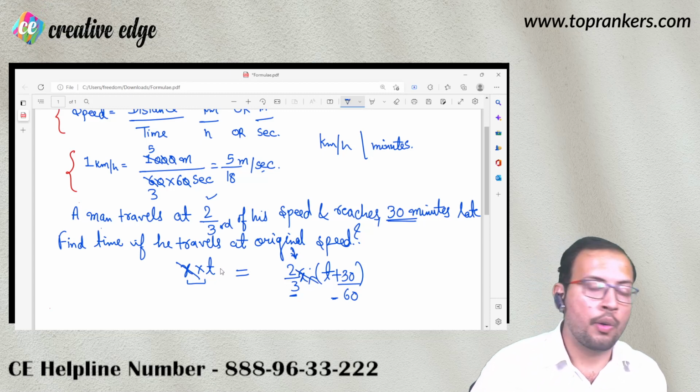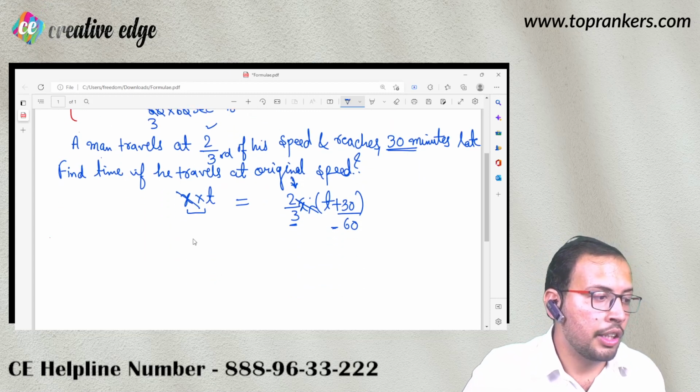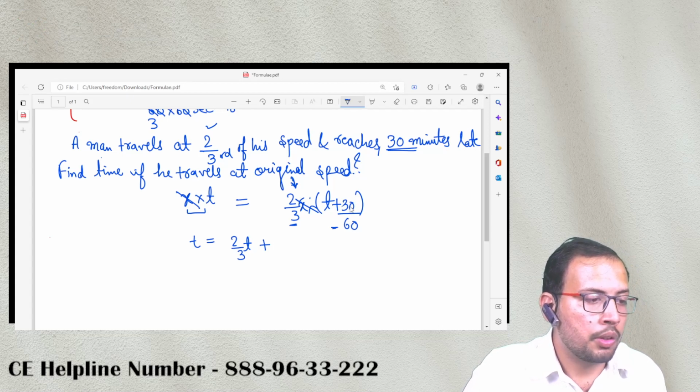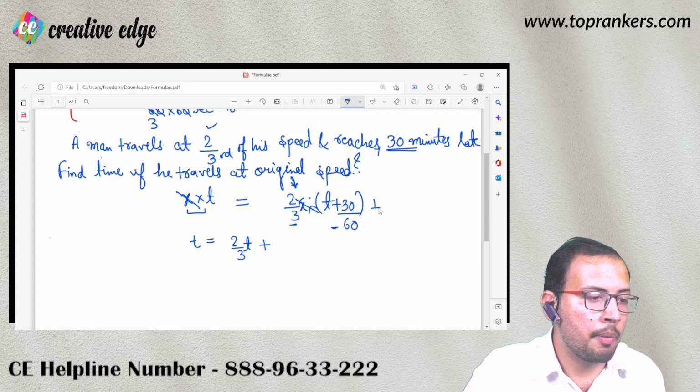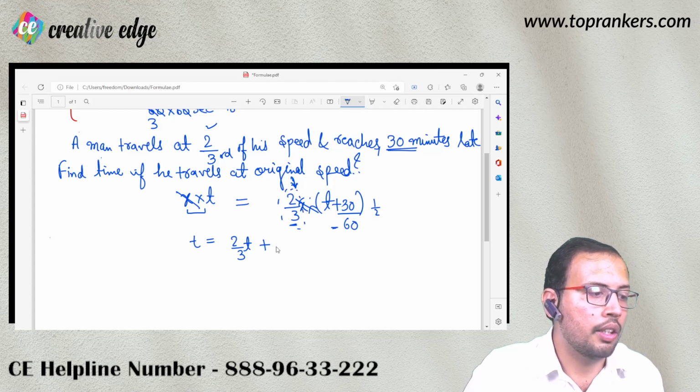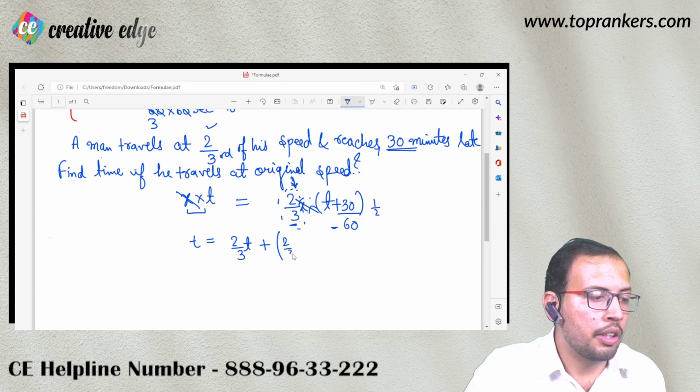Now we need to find out the value of t. So from here you can see that t is equal to 2 by 3 t plus 1 by 2. 30 upon 60 is 1 by 2. So 1 by 2, what will you do? You are going to multiply with this 2 by 3. So 2 by 3 is going to be multiplied with 1 by 2. So 2 and 2 cancel.